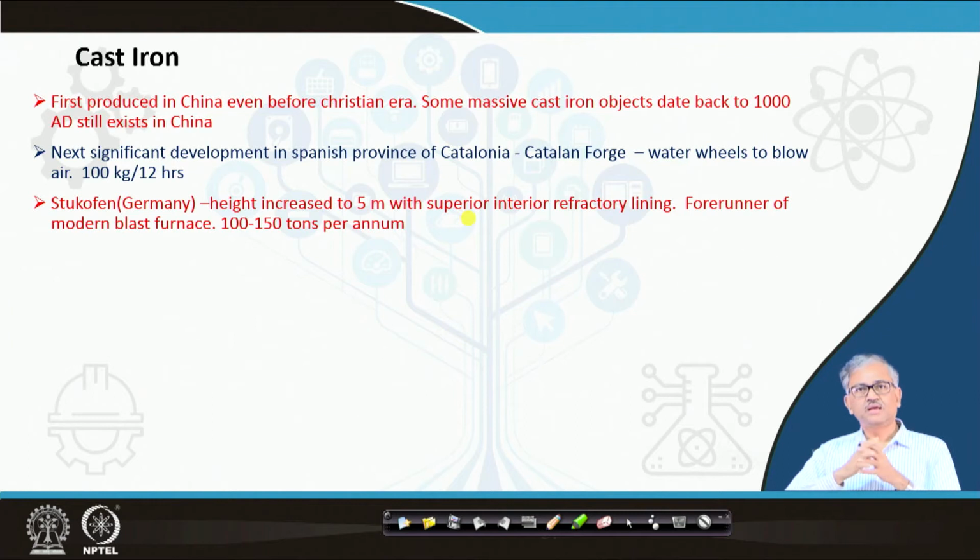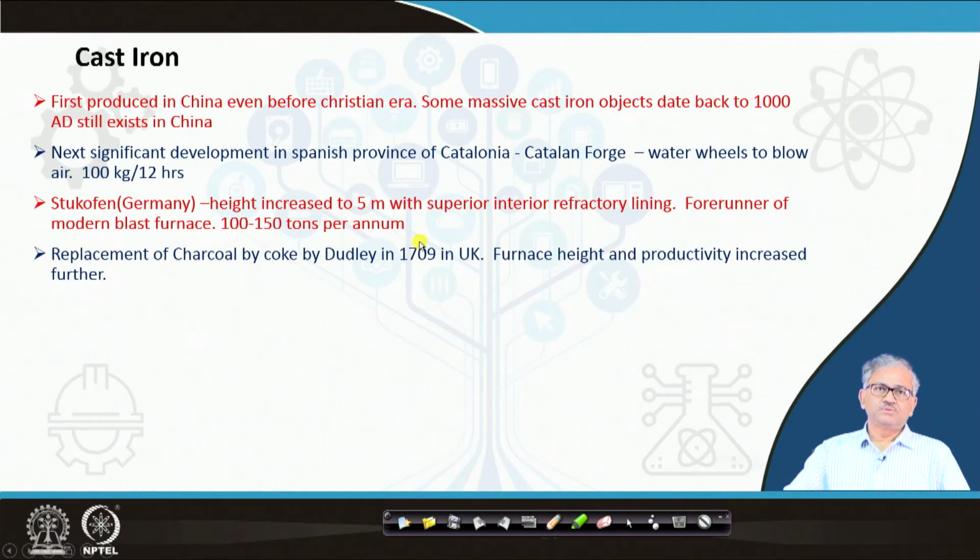So, they made that, and its shape is more or less like a modern blast furnace, and so it is called the forerunner of the modern blast furnace, and it used to produce 100 to 150 tons per annum. So, quite a large amount at that time. And then so far all this furnace used to run by charcoal, wood charcoal, and then it was replaced by coke in Dudley in 1709. This is the early 18th century.